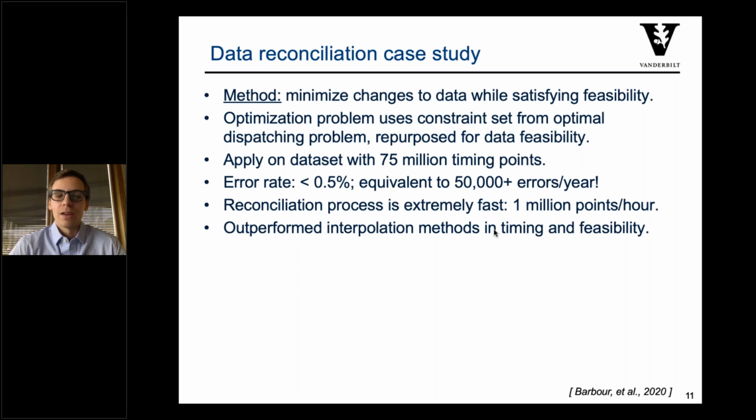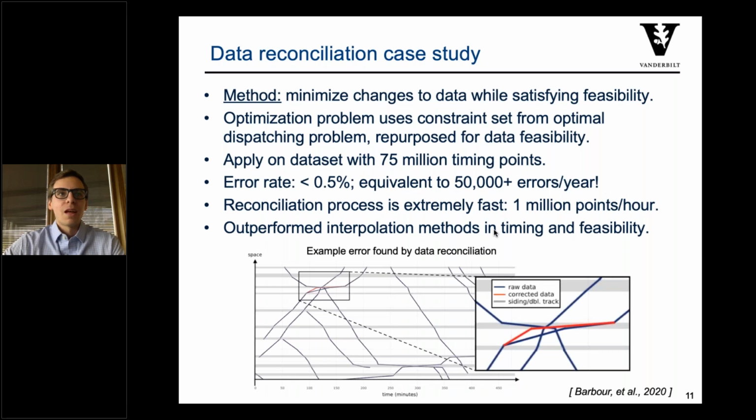errors can be introduced for a variety of reasons, and tracking down those errors and their sources is not always an easy task. But this method performs that task extremely quickly, and can give us a very clean data set as the end result, and also help us to fix some of those errors upstream. And this is an example of one of these complex train interactions that is extremely easy for data reconciliation to find and correct automatically, but might not be super apparent to a human going through this data manually.